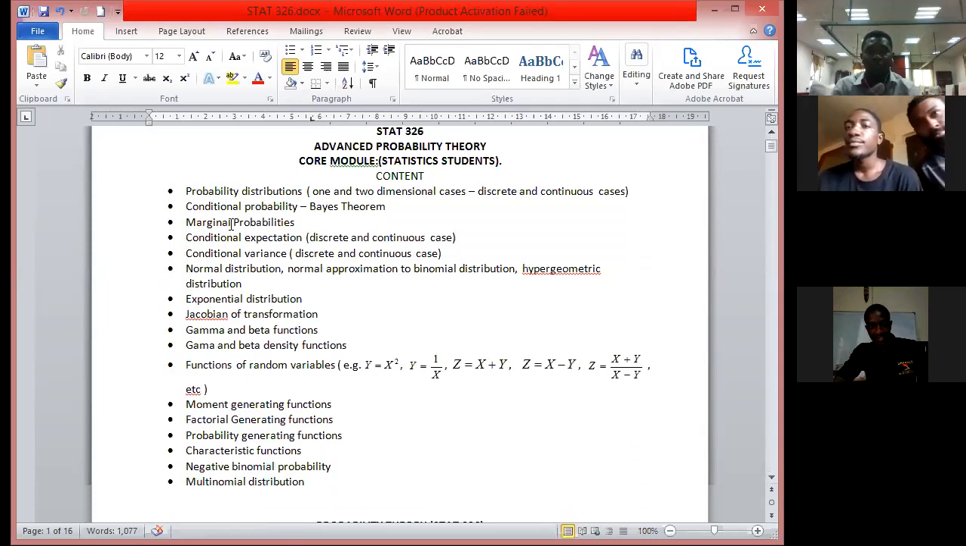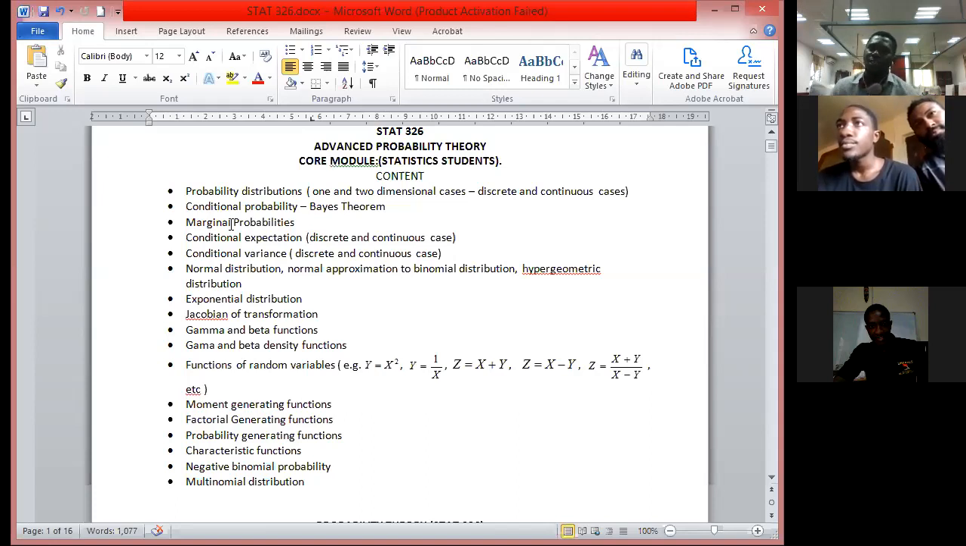We will look at it from the aspect of a theory, not actually just practically solving problems, but what is the theory behind it. So we'll talk about probability distribution. You already know one case, two cases, that is two-dimensional cases. We did that in probability and random variables, where you have marginal distributions as the case may be. We also study conditional probabilities, marginal probabilities.